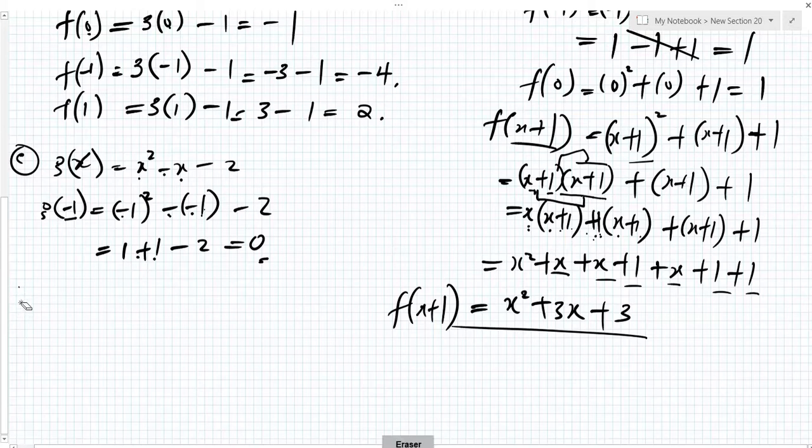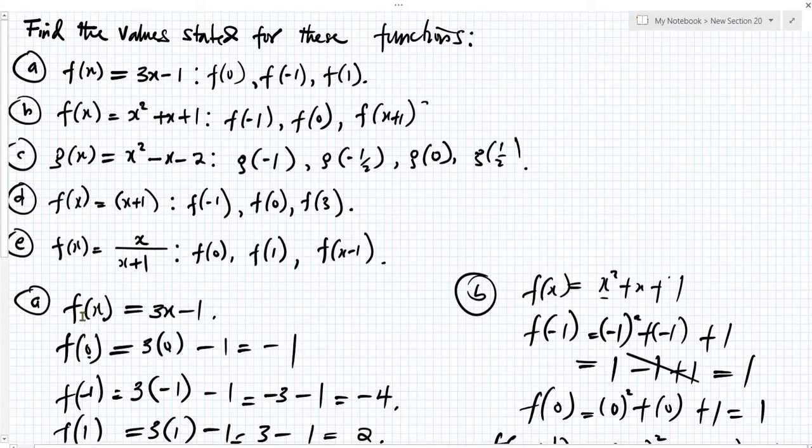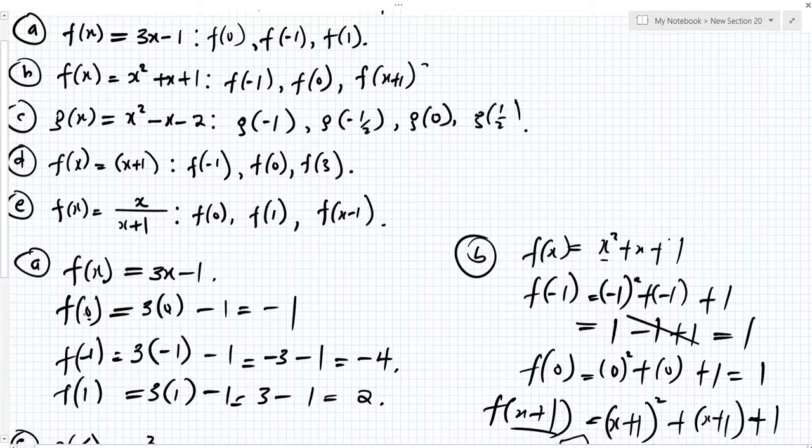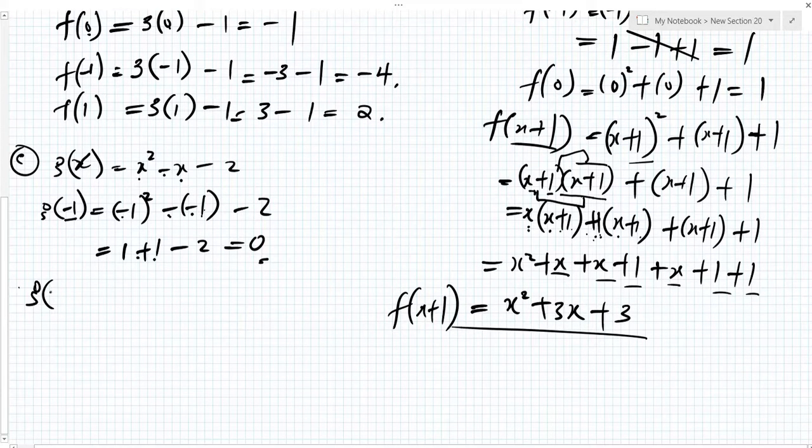Three zeros. So g of minus 1 over 2. Even if I see x, you replace it with minus 1 over 2. So you have minus 1 over 2 all squared, minus 1 over 2, minus 2.